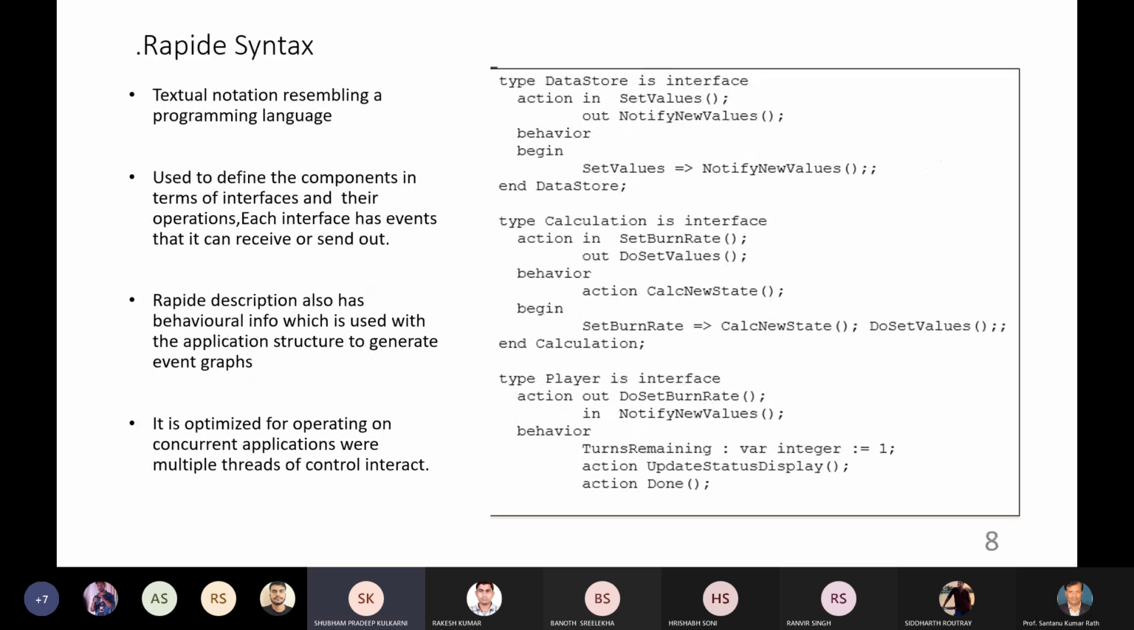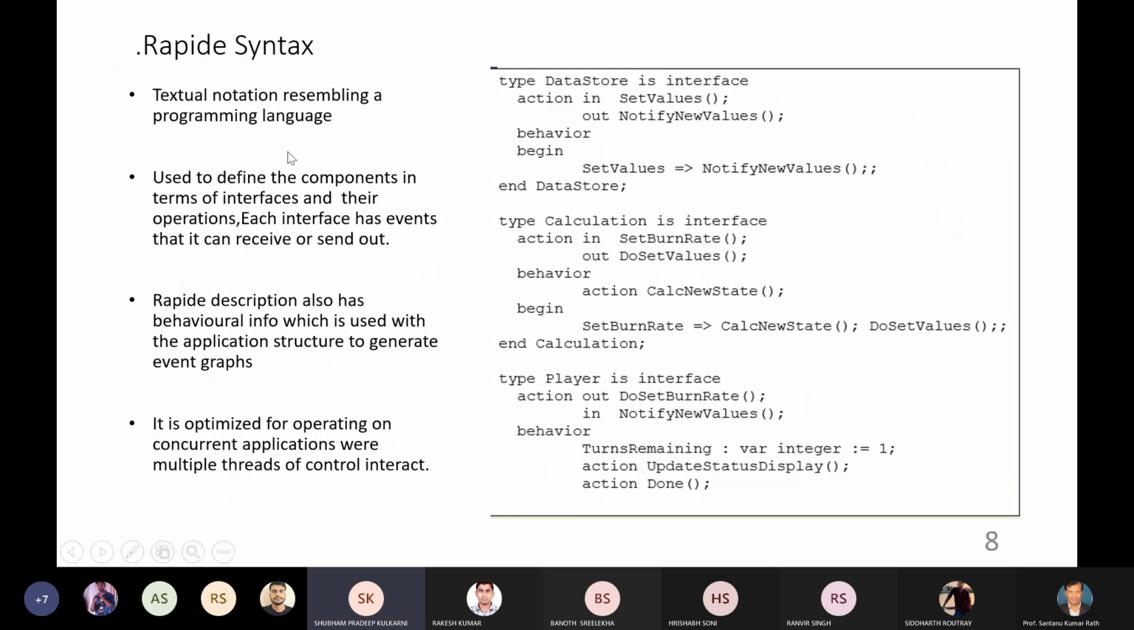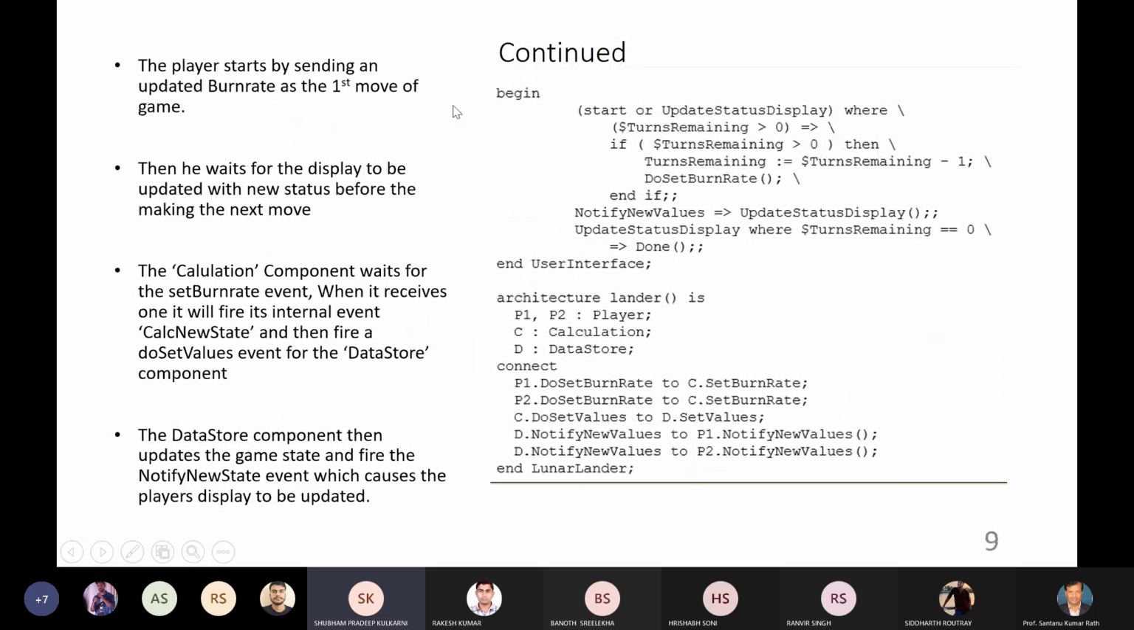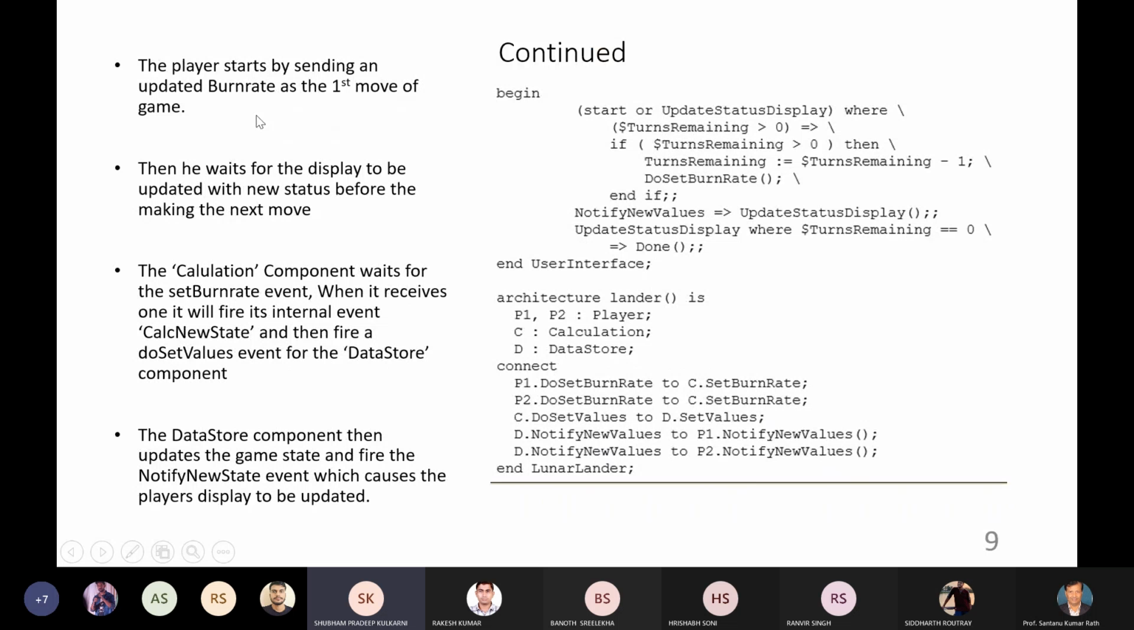Now we are continuing with the code itself. We can see how the RAPIDE description is working. The player starts by sending an updated burn rate as its first move of the game. As you can see, player one starts do set burn rate, and then it gives it to the calculation component, that is C. So P1 and P2 are the player components, C is the calculation, and D is the data store.